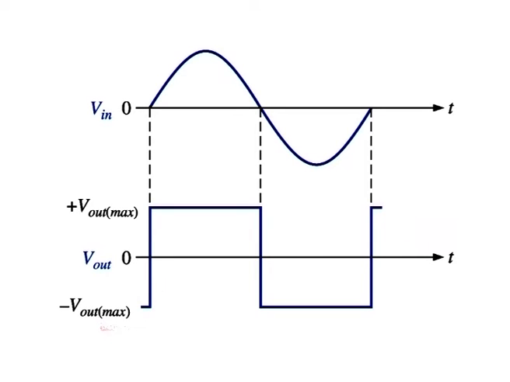Figure here shows the result of a sinusoidal input voltage applied to the non-inverting input of the zero level detector. When the sine wave is positive, the output is at its maximum positive level. When the sine wave crosses 0, the amplifier is driven to its opposite state and the output goes to its maximum negative level as shown. As you can see, the zero level detector can be used as a squaring circuit to produce a square wave from a sine wave.